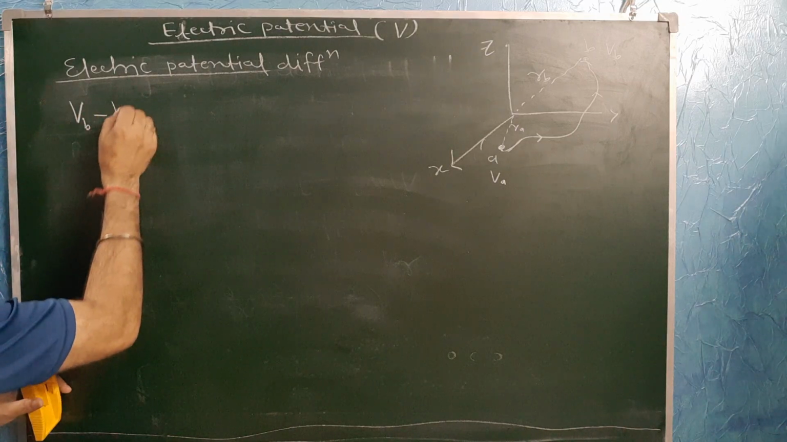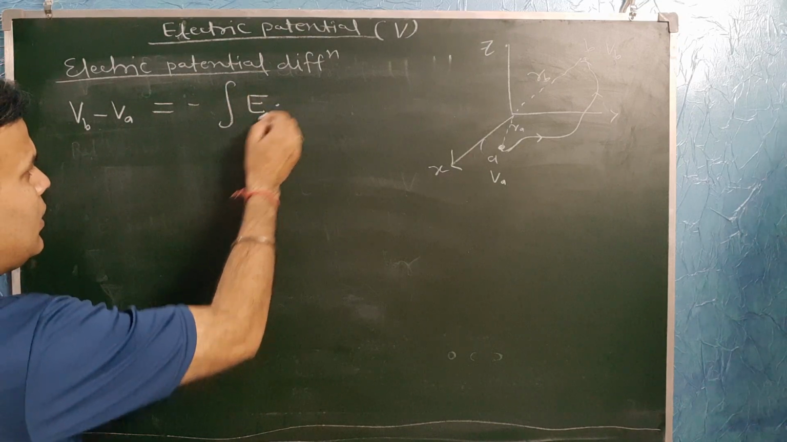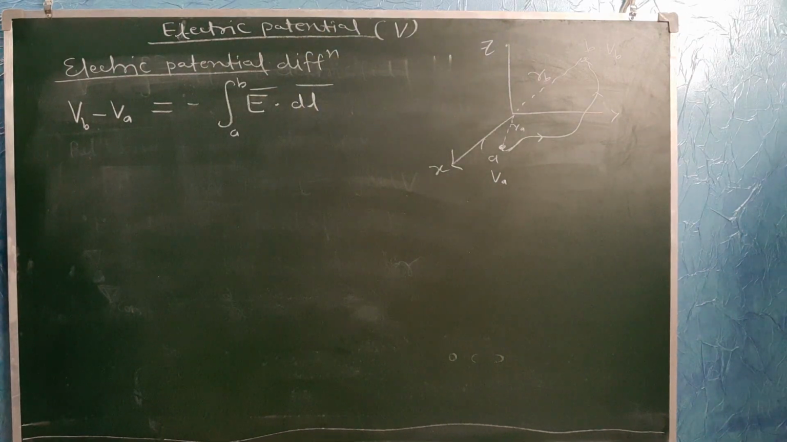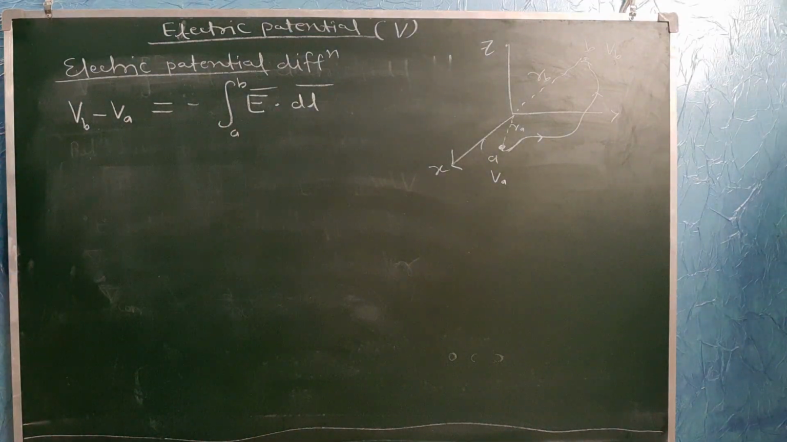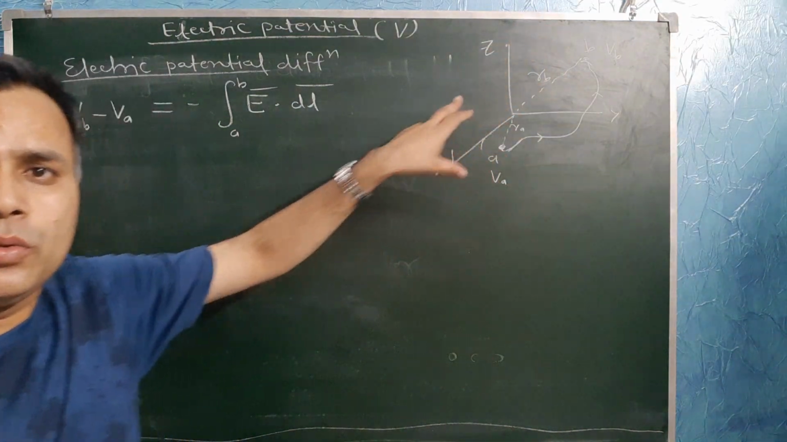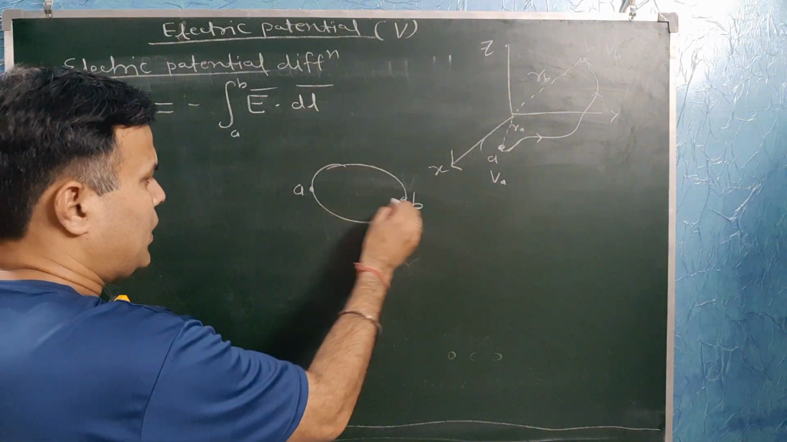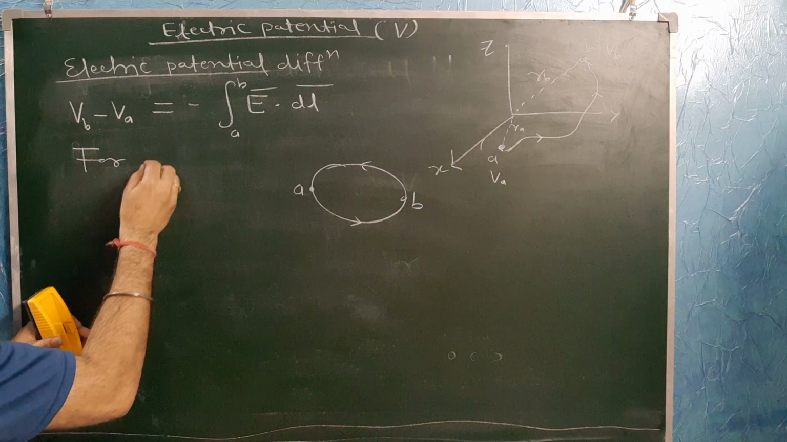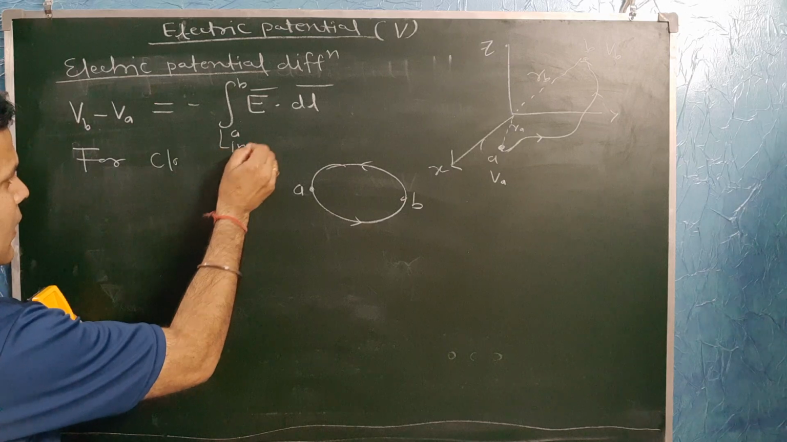So VB minus VA is simply minus the integral from A to B of E dot dl. This is the way to define the electric potential difference. If this loop is closed, like that, going from A to B, so for a closed loop, this integral is simply a line integral.